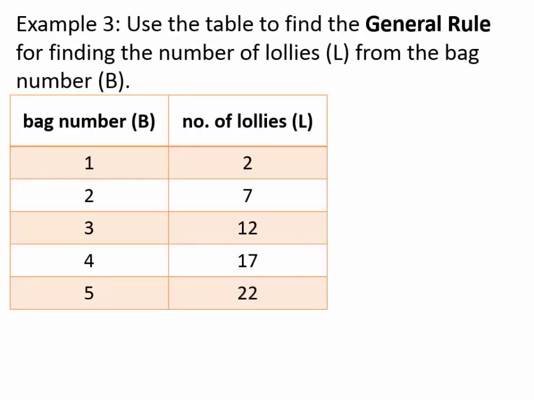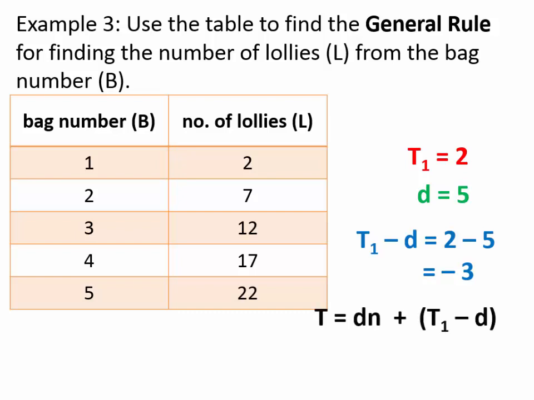Now there's a slight change in this one. First of all, we're going to find the general rule in terms of L, but that's not the big change. Let's see. What's the first term? What's the common difference? 7 take away 2 is 5. What's the first term take away the common difference? Oh, there's a change. 2 take away 5 is negative 3. Let's see what that does.